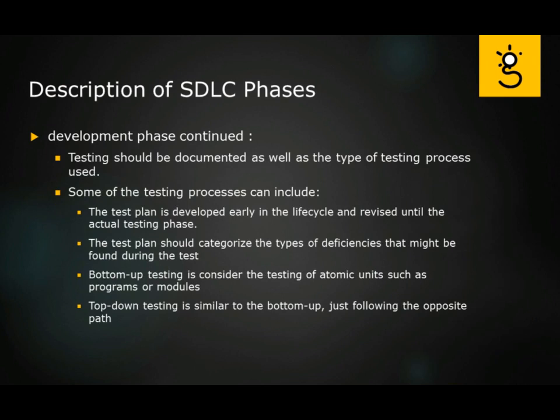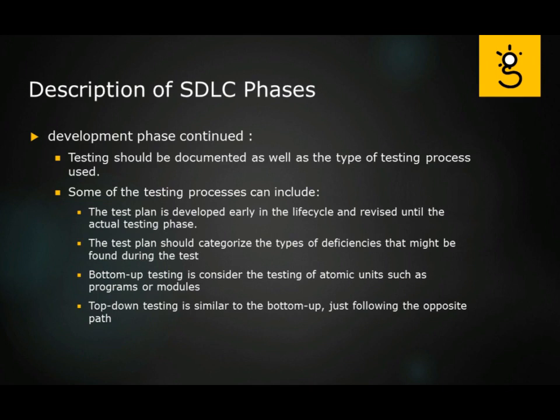Your testing should be documented, as well as the type of testing process that's used. Now, there are a couple of different testing processes that you might find. Some things like the test plan can be developed early on in the life cycle and may be constantly revised until the actual testing phase. Your test plan should categorize the types of deficiencies that might be found during the test. Another one is the bottom-up testing, and that's considered testing of the atomic units, such as programs or modules.